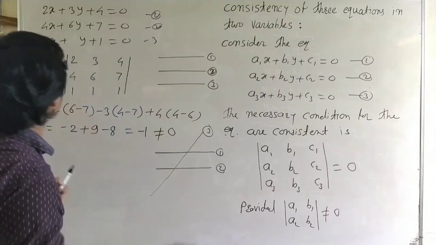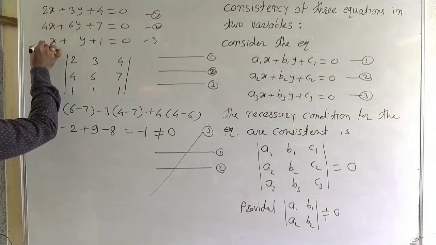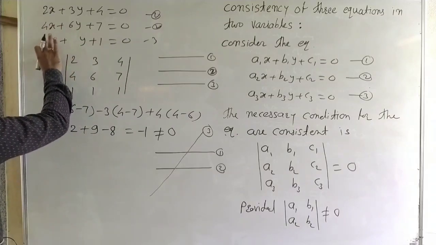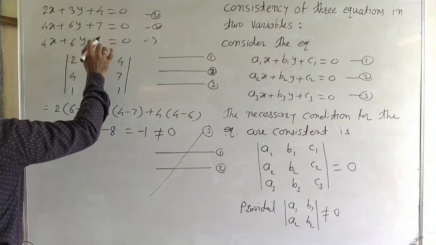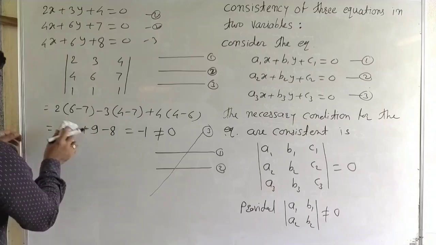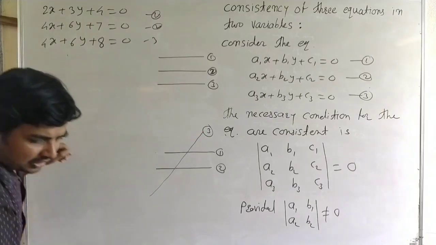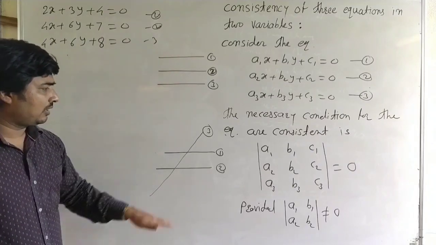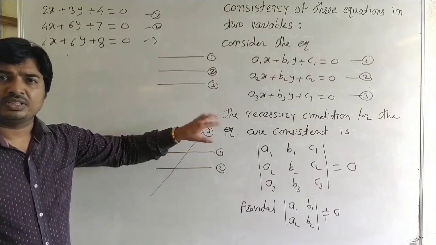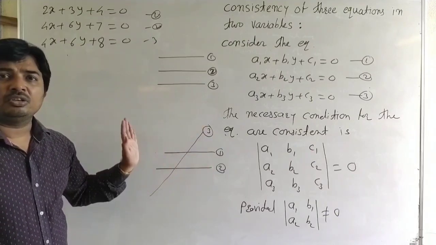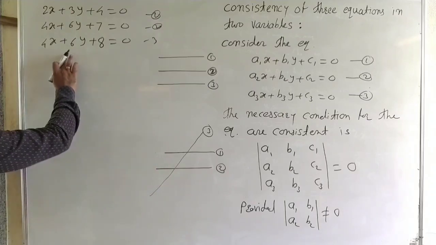Suppose we take another line, 4x plus 6y plus 8. Now see carefully here. The first condition is that three lines are parallel. The second condition is that at least two lines are parallel, then the lines are not consistent. Now we take the third condition, see carefully.